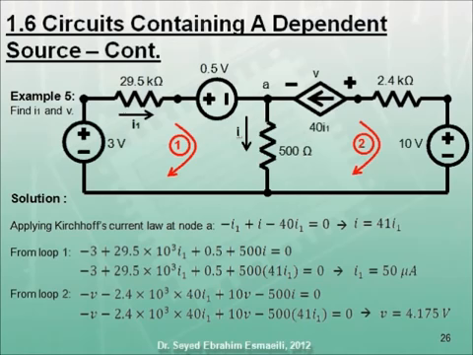Applying KVL to loop 1 and assigning a positive sign to voltage drops in the direction of the loop, we obtain minus 3 plus 29.5 times 10 to the power 3 I1 plus 0.5 plus 500 times 41 I1 equals 0, which leads to I1 equals 50 microamps.